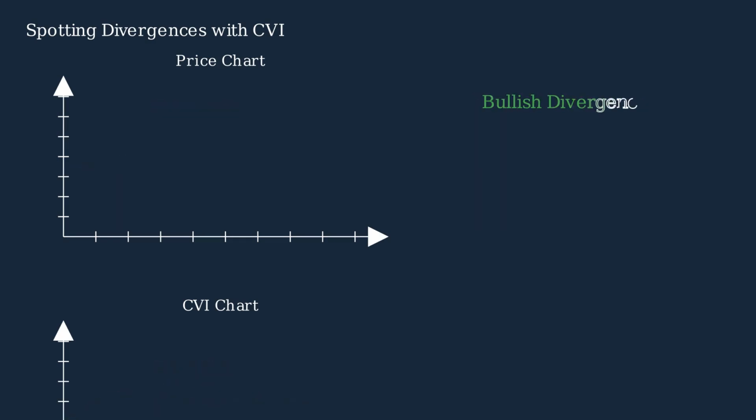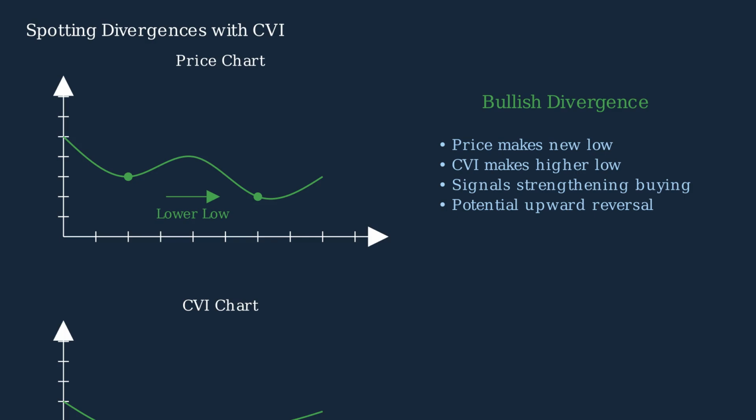Conversely, a bullish divergence forms when price makes a new low, but the CVI doesn't confirm with a corresponding low of its own. Here, the price shows a lower low, but the CVI shows a higher low. This suggests increasing buying interest despite falling prices. This bullish divergence indicates that despite lower prices, there's increasing volume support, suggesting the downtrend may be losing momentum.